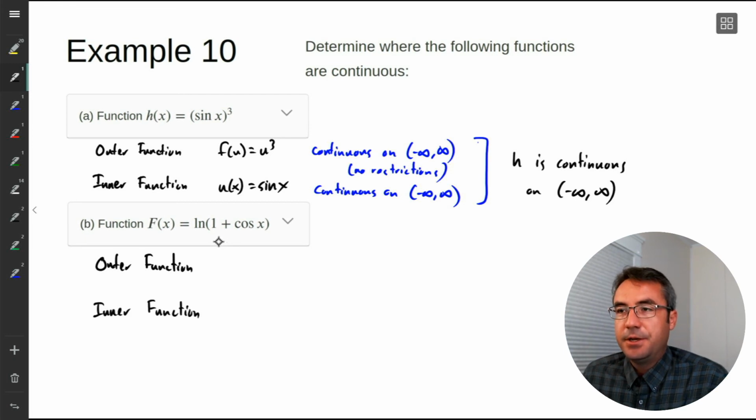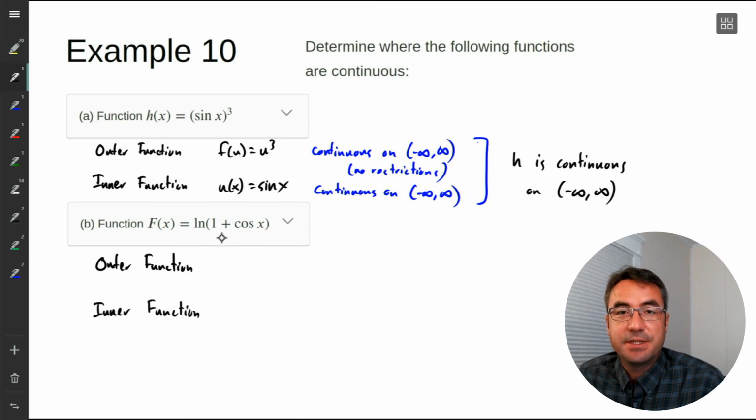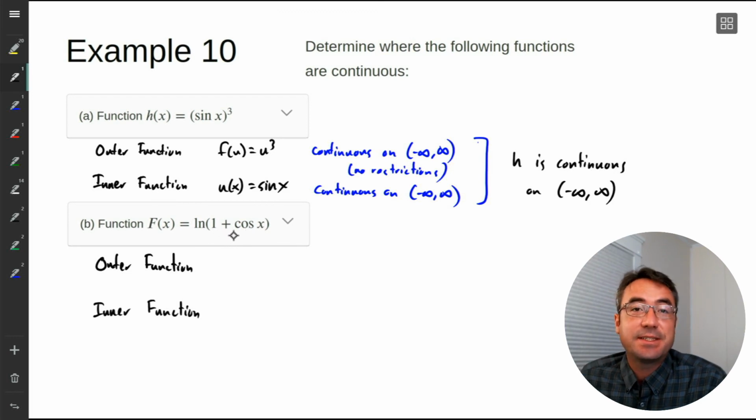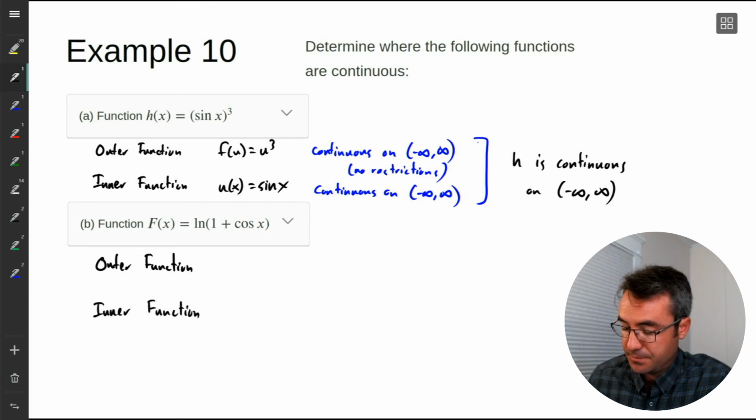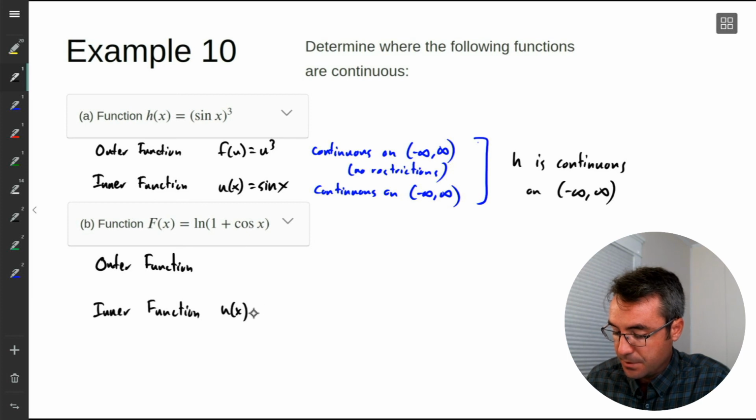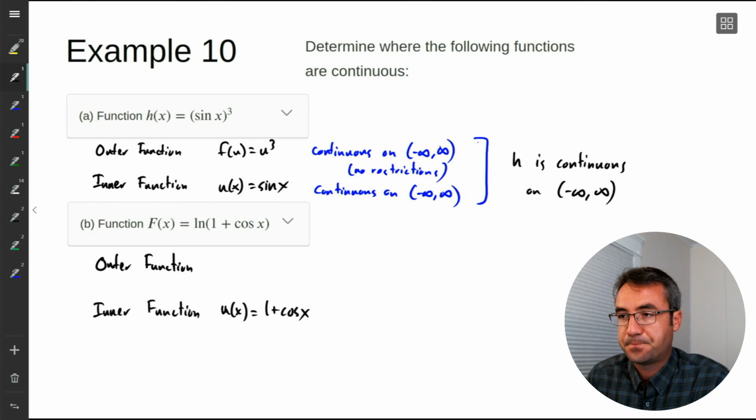When you look at these, if you see a set of parentheses, usually what's inside those parentheses is the inner function. So we have 1 plus cosine x. That's going to be our inner function. Let's call that u of x. That's going to be 1 plus cosine x.